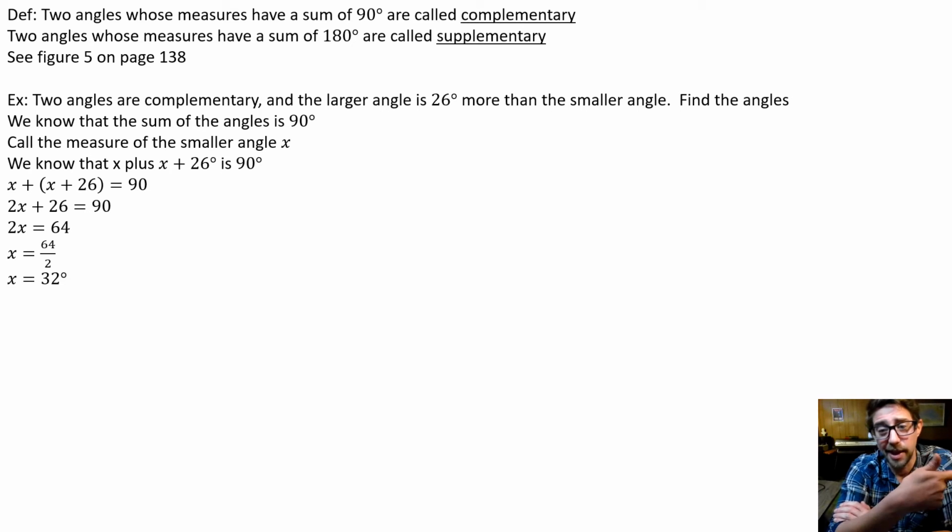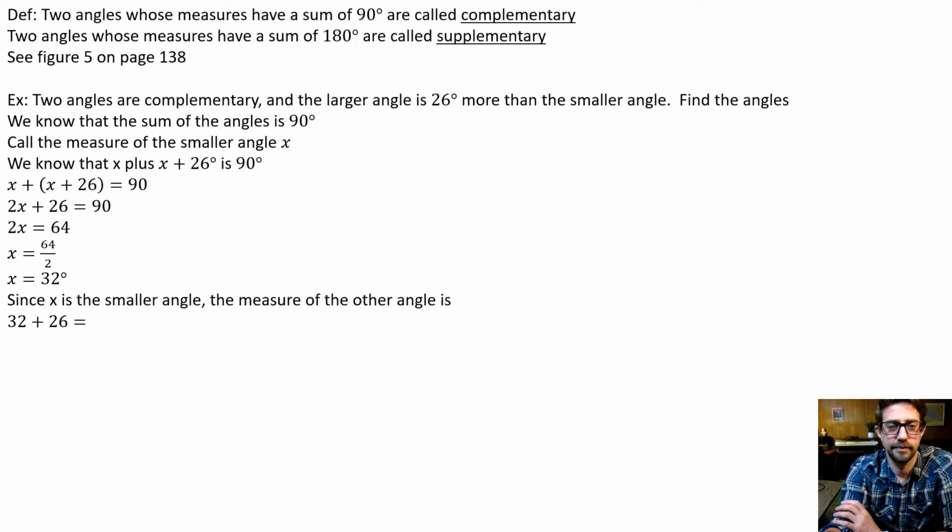We were asked for both angles. So if you stopped here, that would be a goofy way to lose a point. And it's super simple. So the smaller angle is 32 and the bigger one is 26 more than that. 58. And I always want you to include units. And for degrees, it's as simple as drawing that little tiny degree symbol next to it, right? 58 degrees. And we're done. And then just verify that 32 plus 58 is 90. It is.